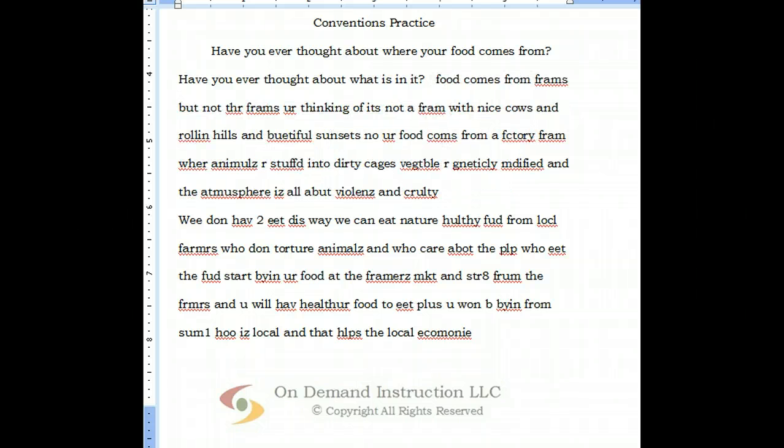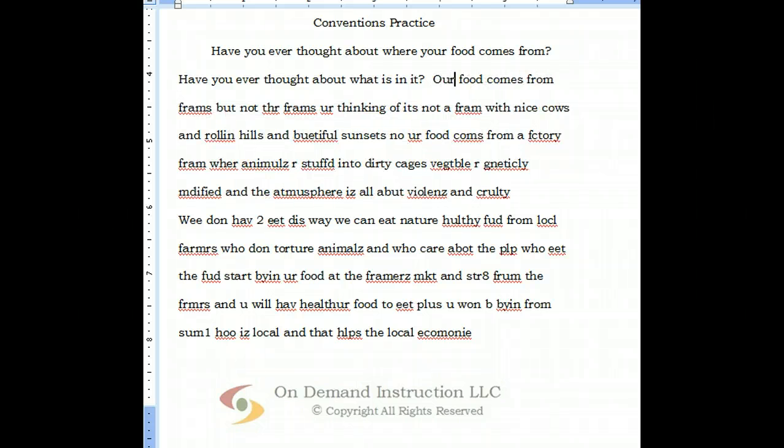So we're going to start off with "our." Our food comes from, and it should be farms, not frams. So let's correct our spelling there to farms. But not, and here is just a typo, right? The R and the E are right next to each other, an easy mistake to make, but still it's a mistake, still it should be corrected. But not the farms.